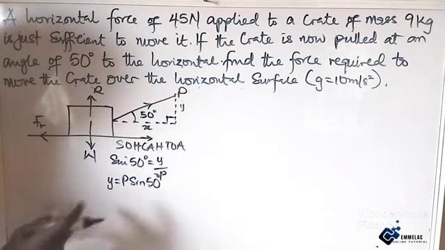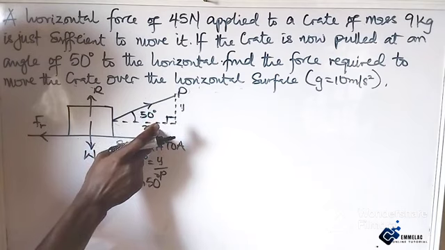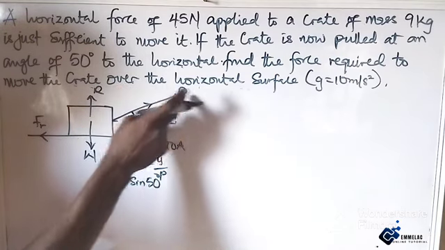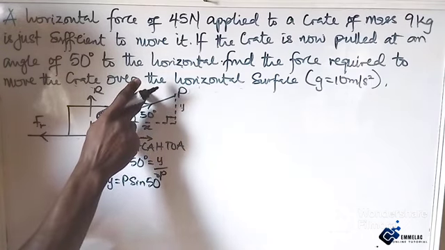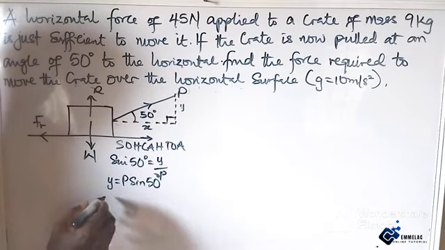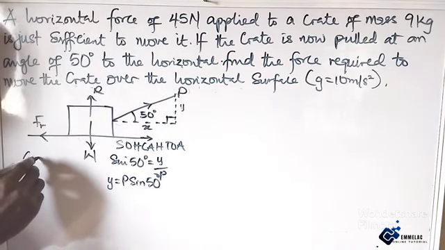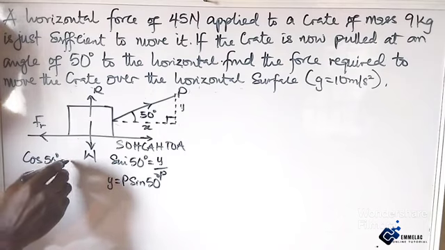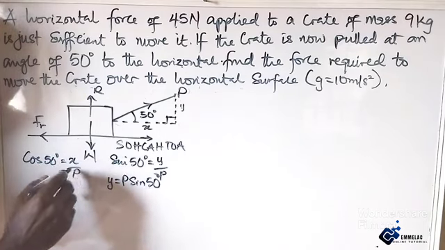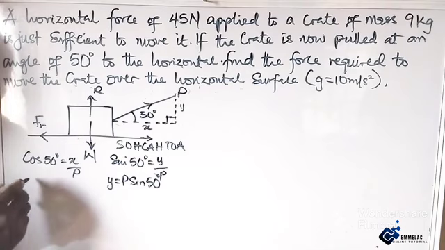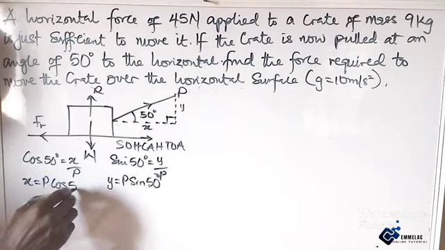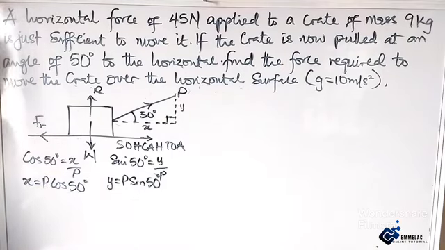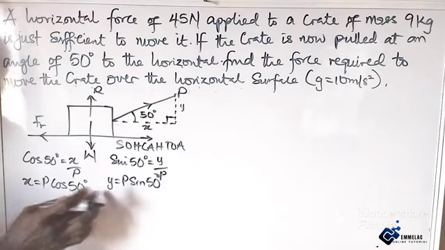Okay, now relating this angle and the x component to the hypotenuse, which is the force here, we can say this is adjacent and this is the hypotenuse. Adjacent and hypotenuse will give you cos. So you have cos 50 equals adjacent, which is x over P. Now making x the subject of the formula, we can say that x equals P cos 50 degrees. All right, now we've resolved both this y and the x.